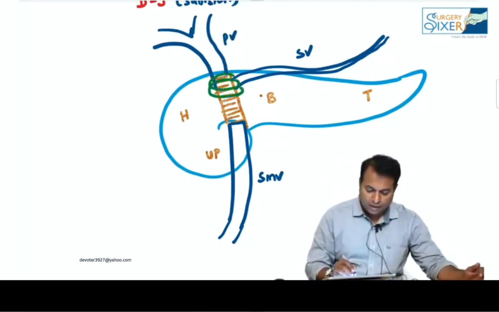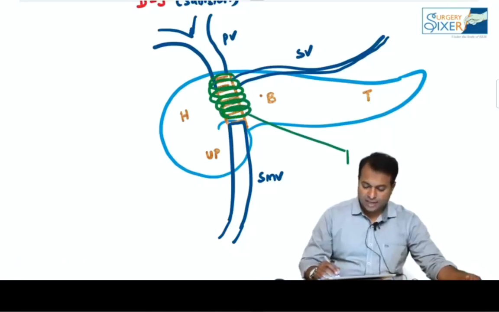There is a tunnel below the neck of the pancreas. What is the name of this tunnel? This tunnel is a neat super specialty question, known as the tunnel of love. Why is it known as the tunnel of love?